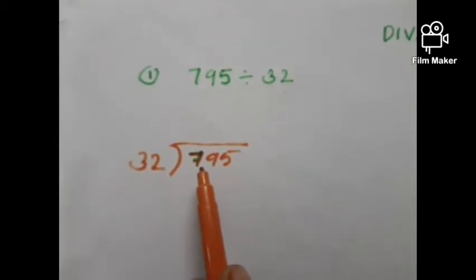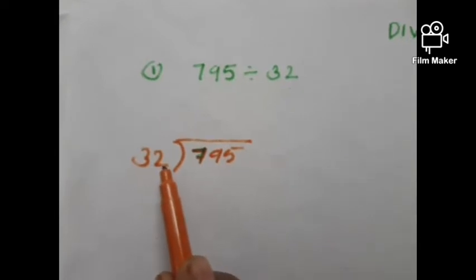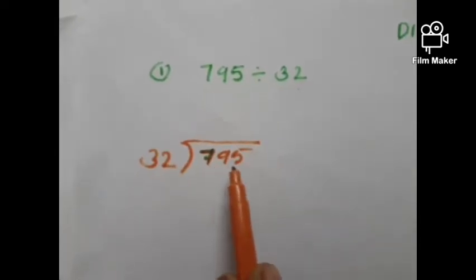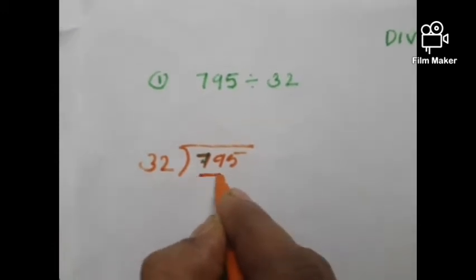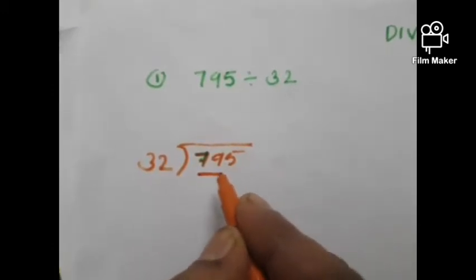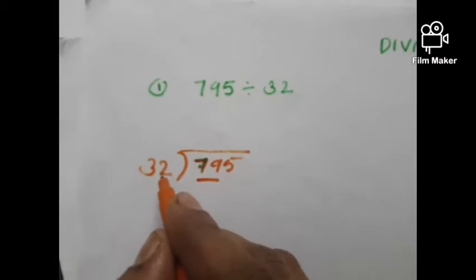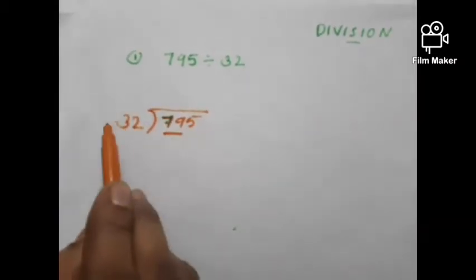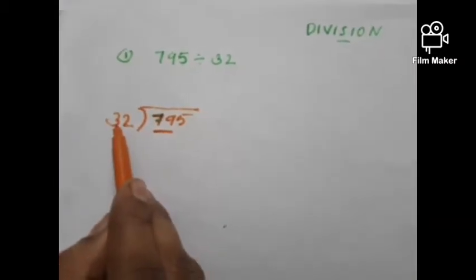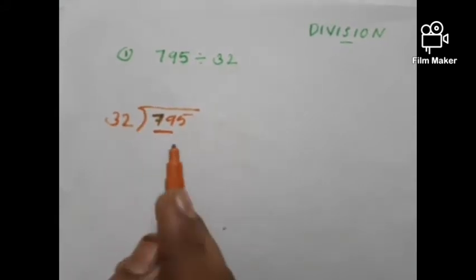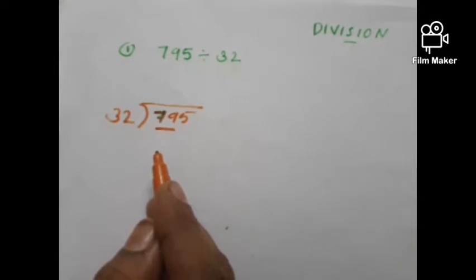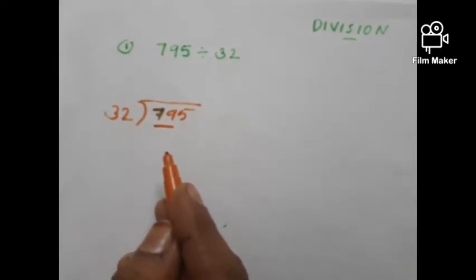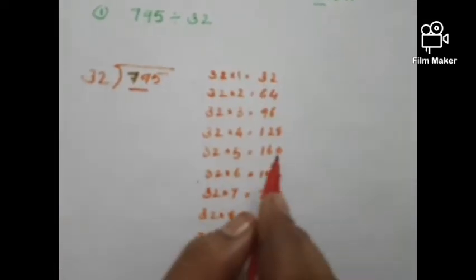Isn't it? It is less than 32. Okay children, so consider the second digit also. Now we get 79, which is greater than 32. So divide 79 by 32. Memorizing the table of big numbers is very difficult, isn't it? So we can write the table as rough work in your margin. Okay children? Look at the table.